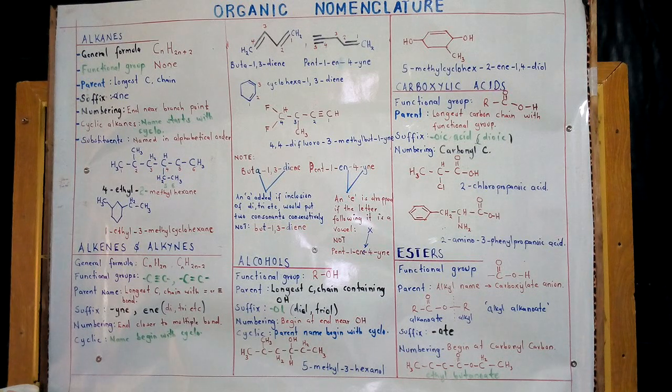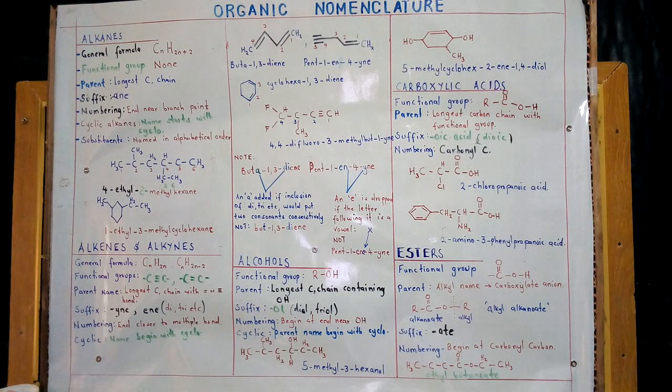As we have said, we are going to look at a summary of the organic nomenclature that we've discussed in some of our videos. That will entail looking at the general formula for different classes of organic compounds, their functional groups, their parent name, and then the suffixes and prefixes which are used. And then we shall look at numbering and some of the rules that we use in order to denote the appearance of different substituents that we may encounter in various organic molecules.